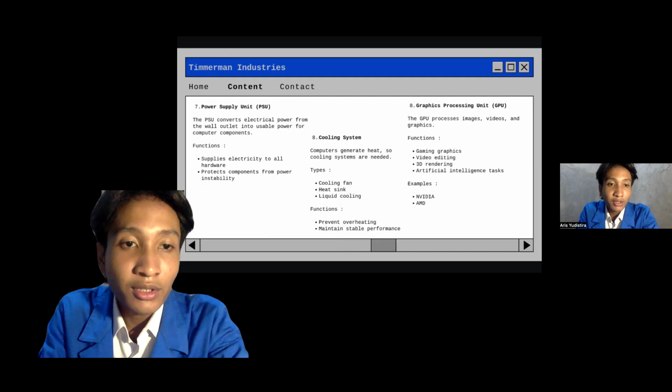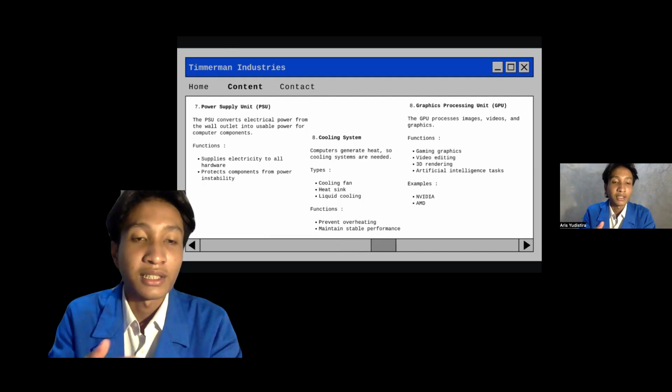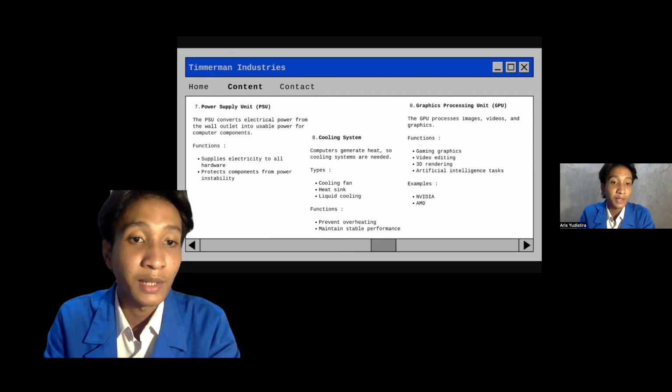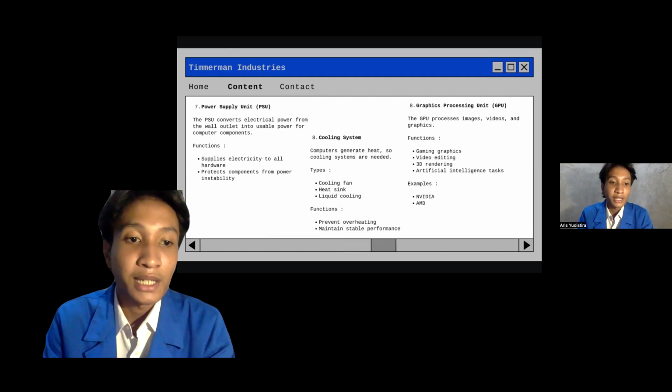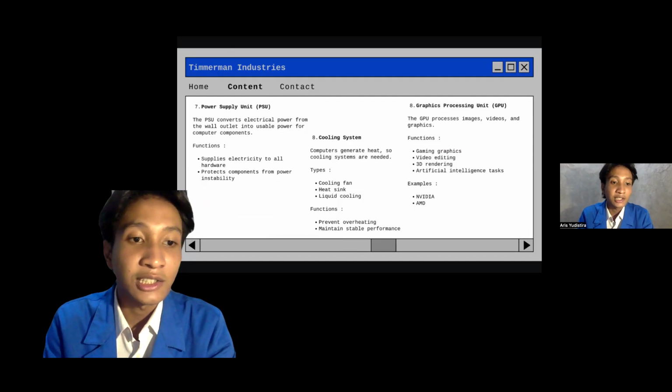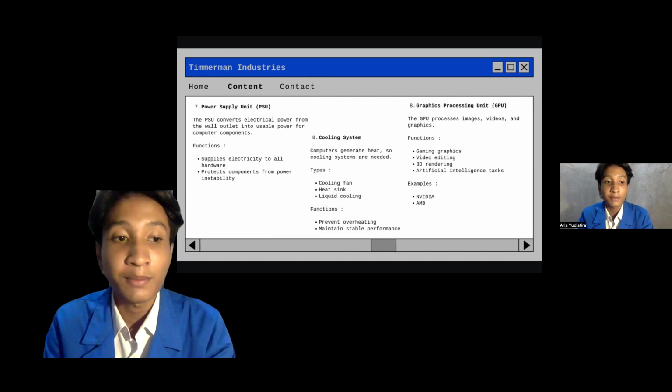Number seven is the power supply unit, or PSU. The power supply unit, or PSU, converts electricity into usable power for computer components.